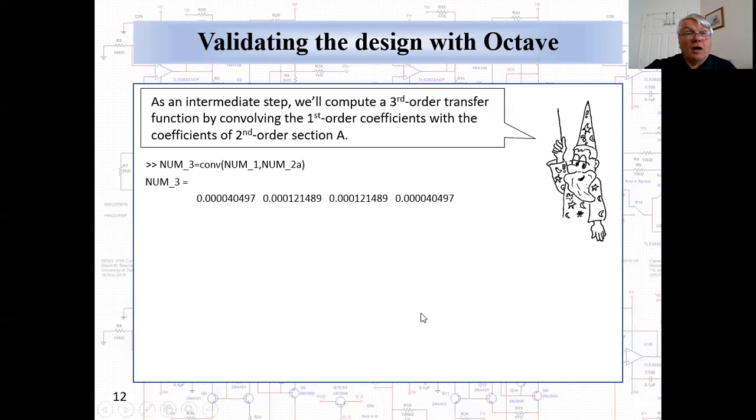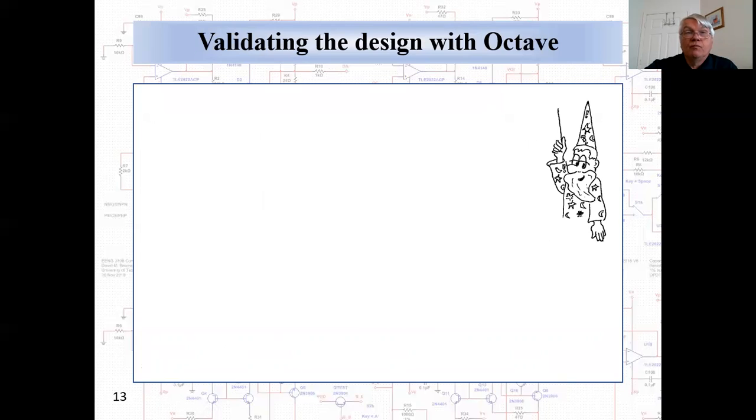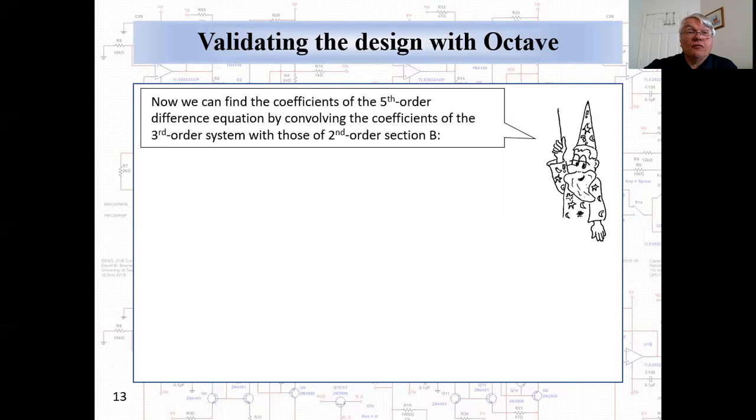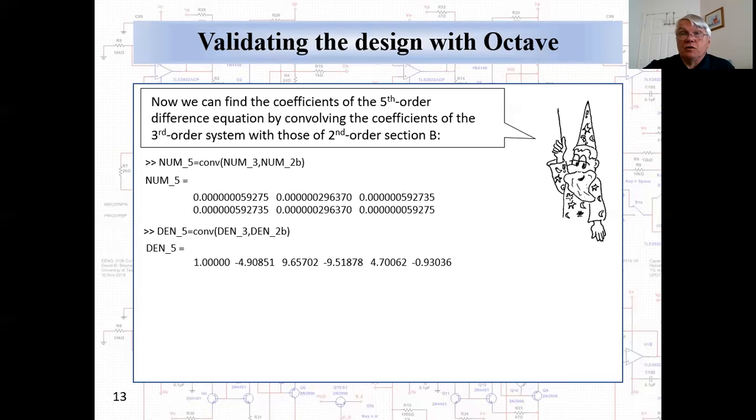So here we have computation of the coefficients of the numerator of the third order transfer function. And here are the coefficients of the denominator of the third order transfer function. And now let's enter the coefficients of the difference equation of the remaining section, section B. There is the numerator of its transfer function. There's the denominator. And now let's find the coefficients of the fifth order difference equation by convolving the coefficients of this third order system with those of second order section B. There's the numerator. There is the denominator. So we now have the coefficients of the difference equation for the fifth order response. We're now in a position to validate our work.